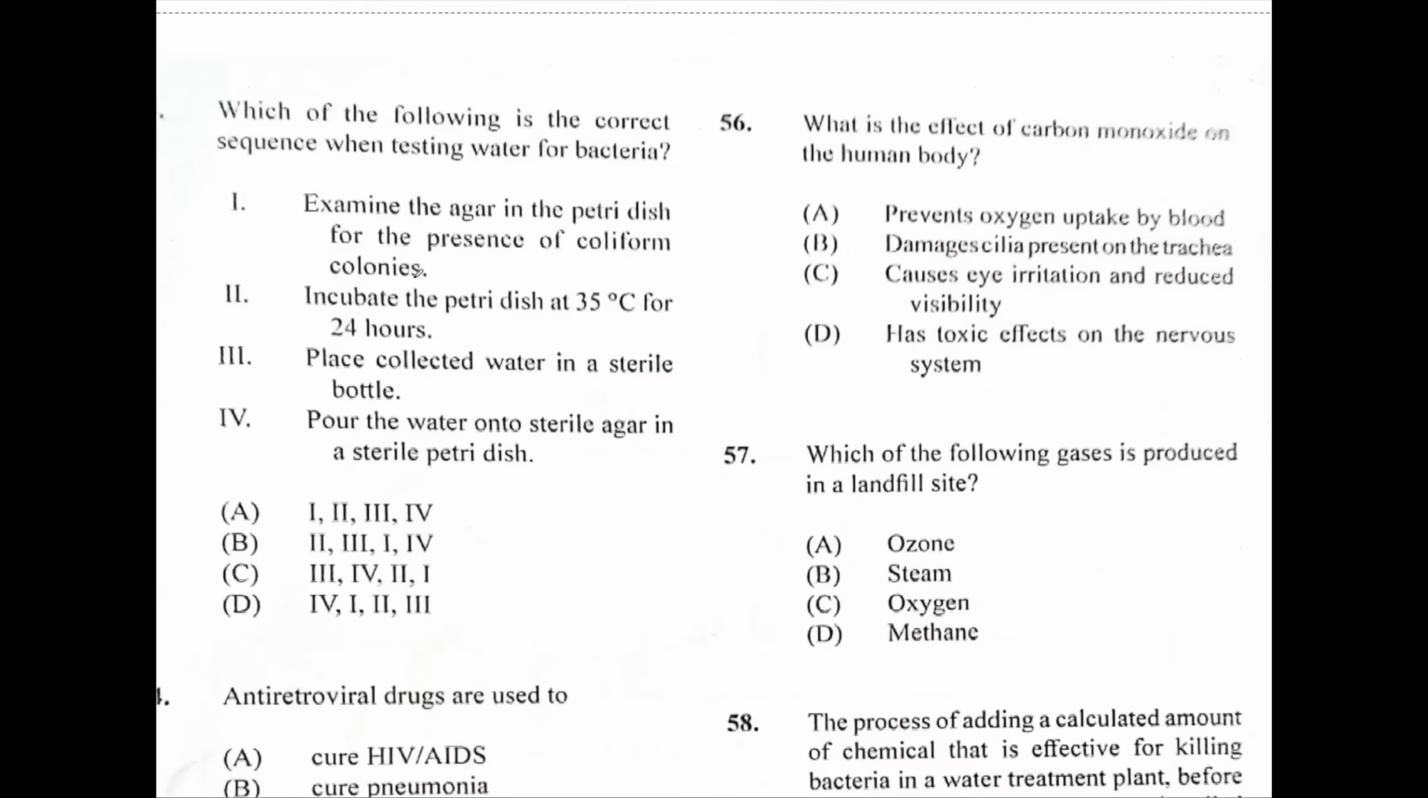So if we are already doing that for this question, incubate the petri dish at 35 degrees Celsius for 24 hours. Place collected water in a sterile bottle. Pour the water onto sterile agar in a sterile petri dish. Yeah. So 1 is the end. 2 is the second to last step because you're doing incubation. So we are already seeing that lining up to be C for 53.